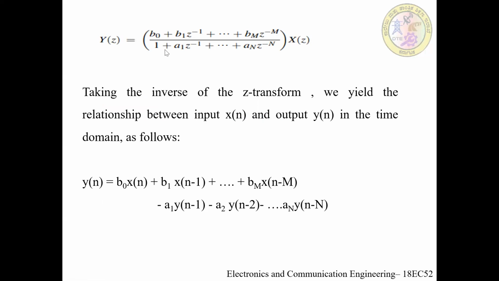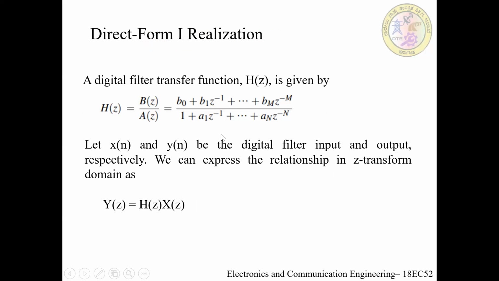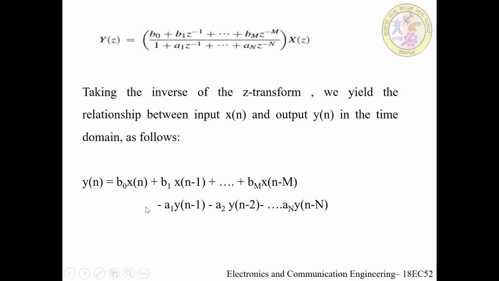Substituting H of Z here, we obtain Y of Z is equal to b0 plus b1 into z raised to minus 1 plus b2 into z raised to minus 2, etc., up to bm into z raised to minus m, divided by 1 plus a1 into z raised to minus 1 plus a2 into z raised to minus 2, etc., up to an into z raised to minus n, this thing multiplied by the Z transform of the input X of Z.